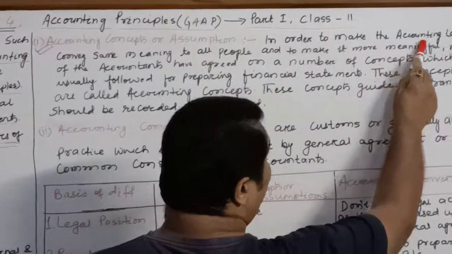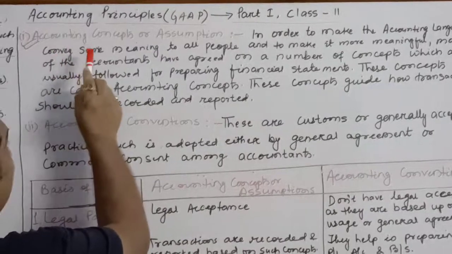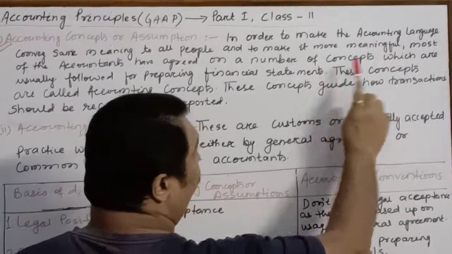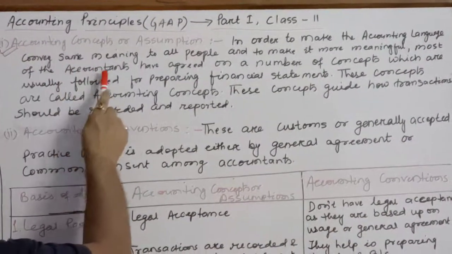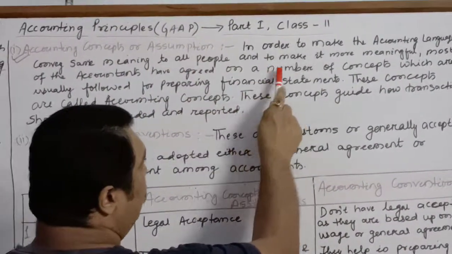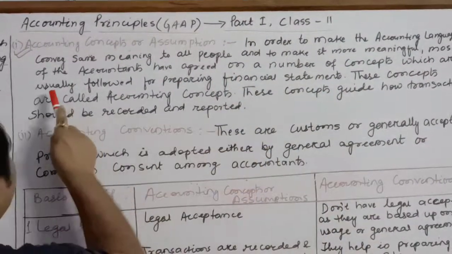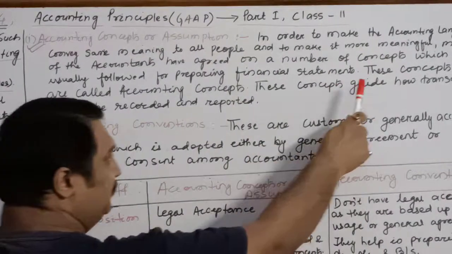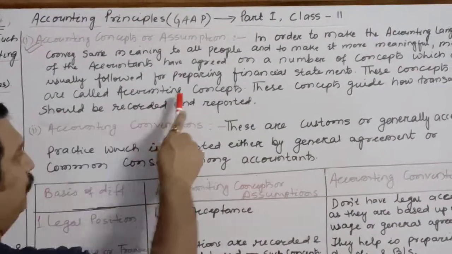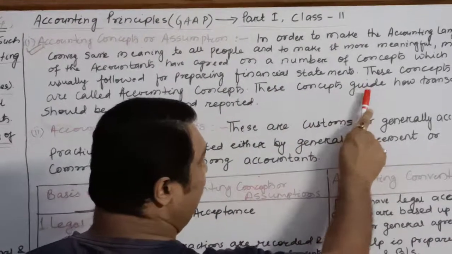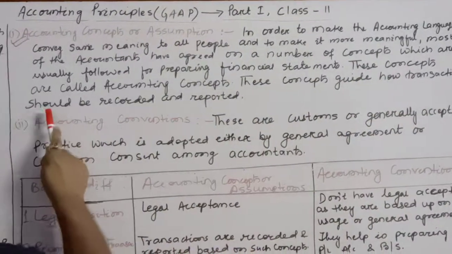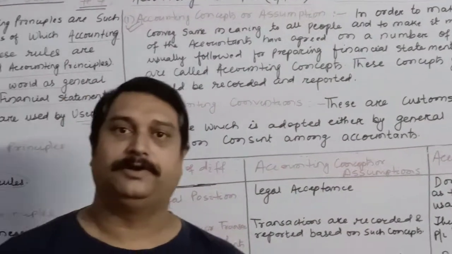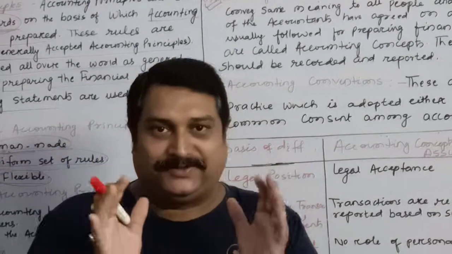In order to make the accounting language convey the same meaning to all people and to make it more meaningful, most of the accountants have agreed on a number of concepts which are usually followed for preparing financial statements. These concepts are called accounting concepts. These concepts guide how transactions should be recorded and reported.